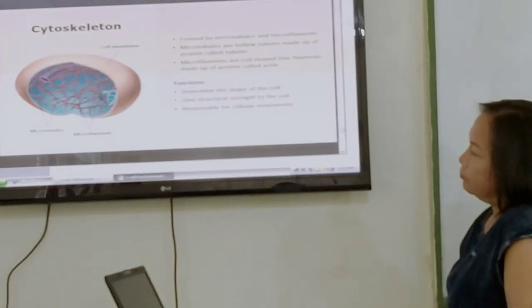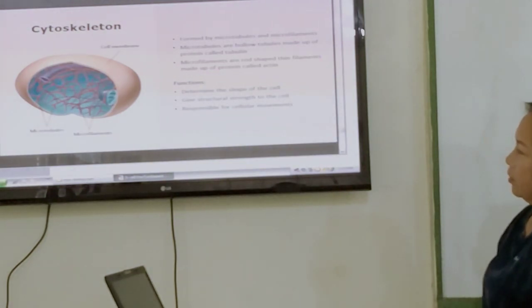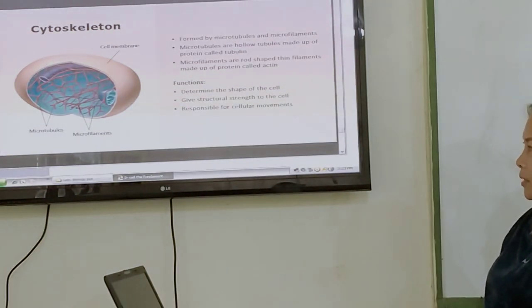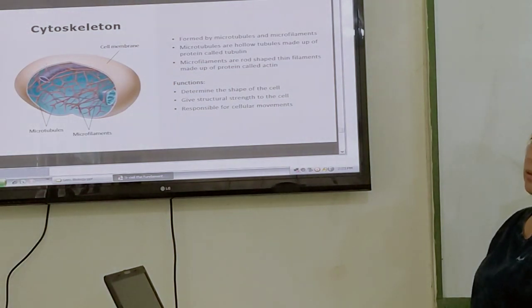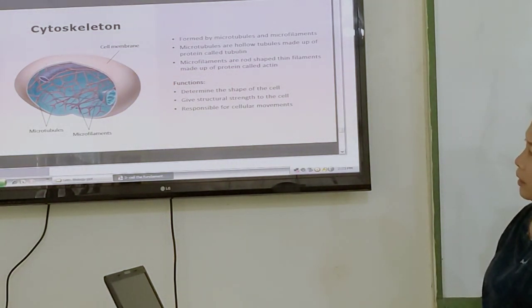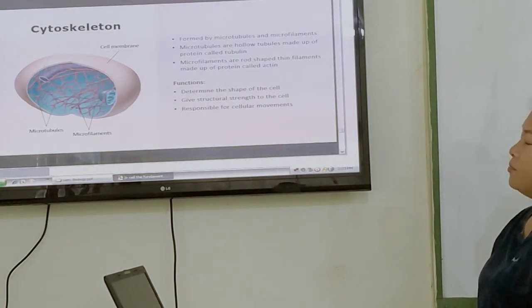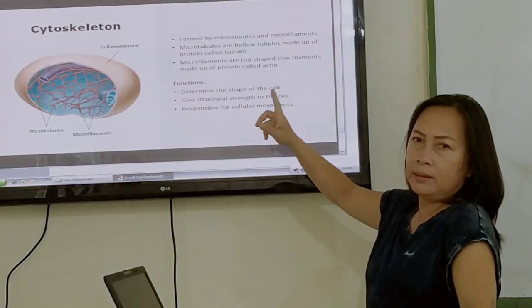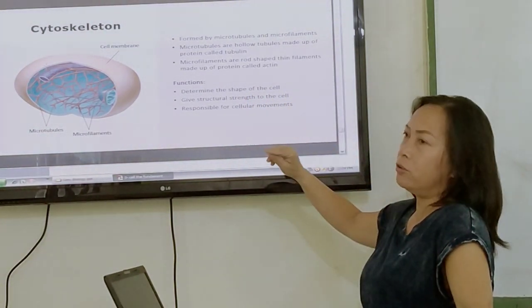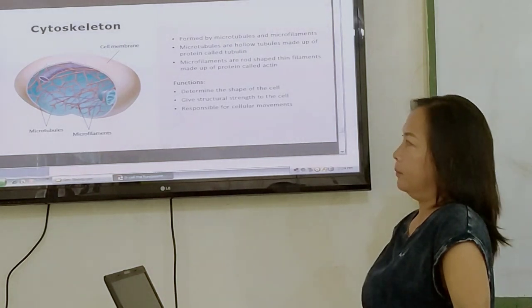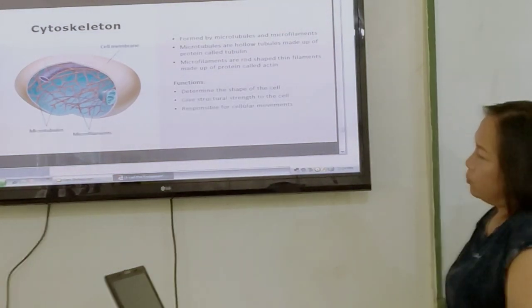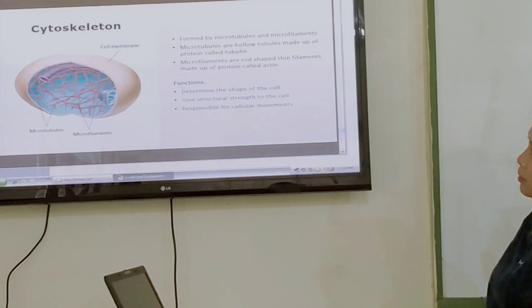Okay. Another, we have the cytoskeleton. Cytoskeleton is made up of microtubules, microfilaments and intermediate filaments. Cyto means cell, skeleton. This gives what? The shape of the cell. So without the cytoskeleton, the cell has no shape. So what contributes to the shape? It's the framework of the cell. We call that the cytoskeleton. It could be microtubules, microfilaments, and intermediate filaments.